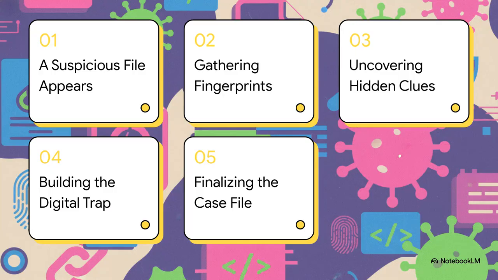So, here's our plan of attack broken down into 5 key stages. First, a suspicious file pops up on our radar. Then, we'll gather its digital fingerprints. After that, we dive deep to uncover some hidden clues. Next, we build the digital trap itself. And finally, we'll wrap it all up in a neat little case file.